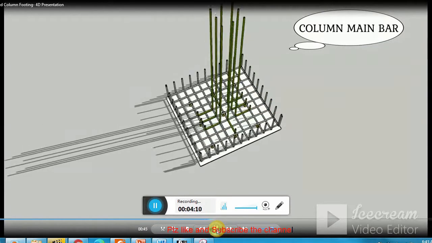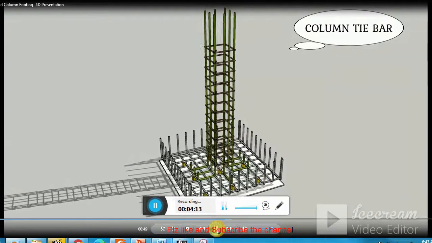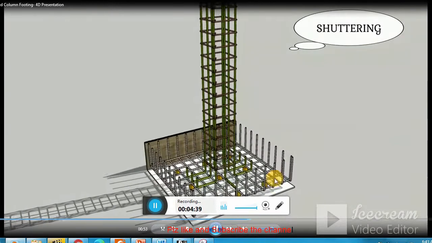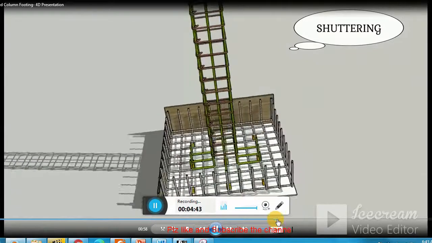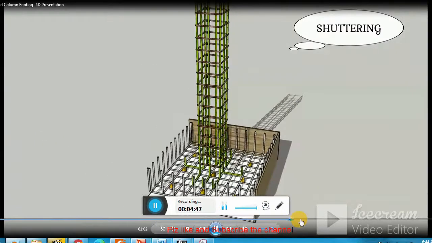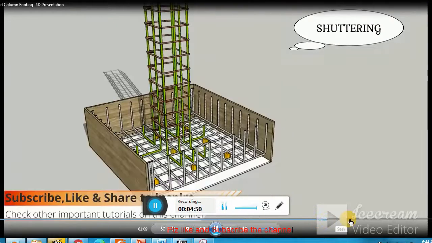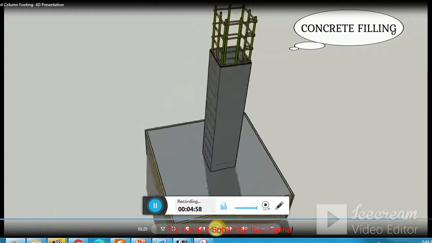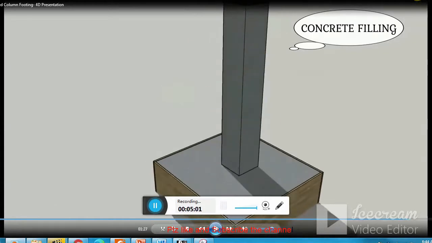Remember, if my ground level is here, I have to keep this distance such that the top story bar can be lapped properly with the column bars. So remember: the depth of your foundation plus the lap length. Then shuttering is provided, and finally the concrete work is done and it is filled with concrete. Clear? This is how a column is constructed with a footing.